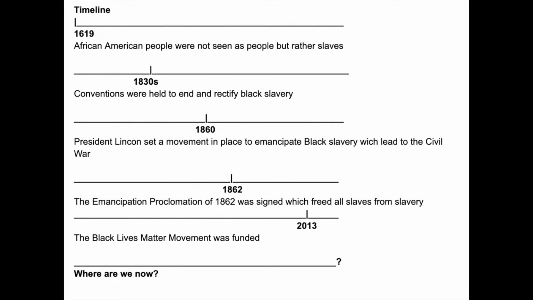In 1860, President Lincoln set a movement in place to emancipate black slavery, which led to the Civil War. Fast forward to 1862, where President Lincoln was still in power, the Emancipation Proclamation of 1862 was signed, which freed all slaves from slavery. Sounds great, right? Well, not so much. Fast forwarding to year 2013, where black lives were still at jeopardy. This is when the Black Lives Matter movement was funded and founded. So this leaves us with the question, where are we now?